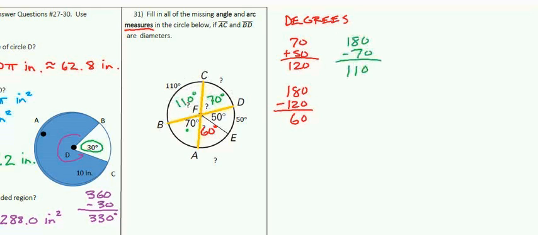And we're going to go ahead and fill in all the rest of the missing arc measures. If the central angle CFD is 70 degrees, then the measure of arc CD is 70 degrees. If the central angle AFE is 60 degrees, then the measure of arc AE is 60 degrees. And if the measure of the central angle BFA is 70 degrees, then the measure of arc BA is also 70 degrees. And now we have filled out all of the missing central angle measures and arc measures.